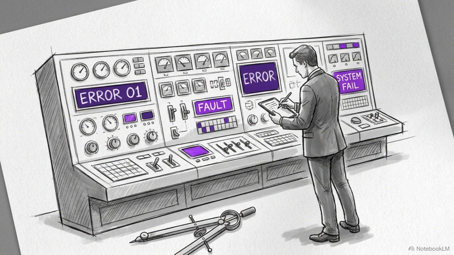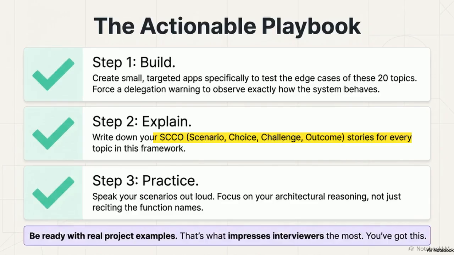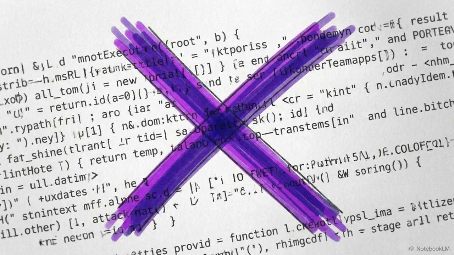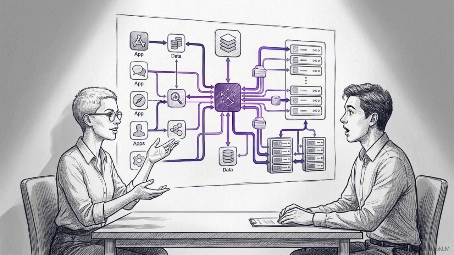Finally, write down your SCCO stories for these core pillars and practice speaking them out loud. Force yourself to articulate your architectural reasoning. Reciting lines of code will fail the interview. Proving to the hiring manager that you see the whole system is what will get you the job.